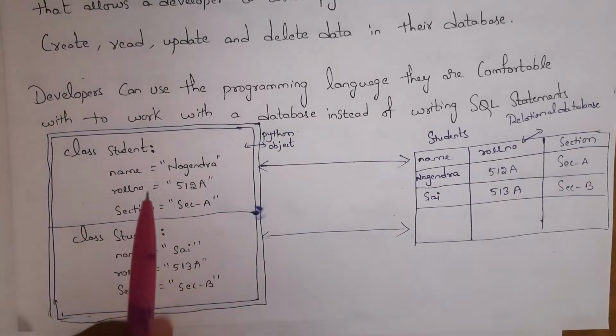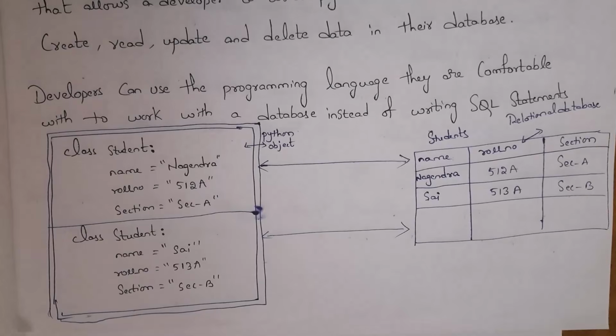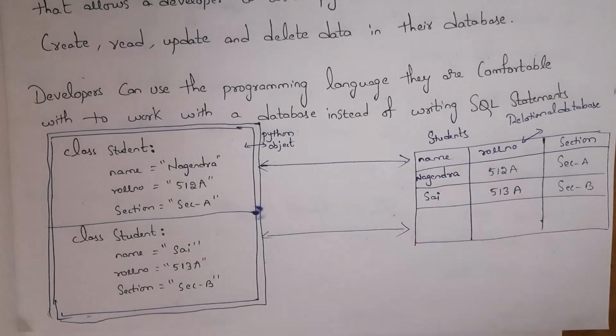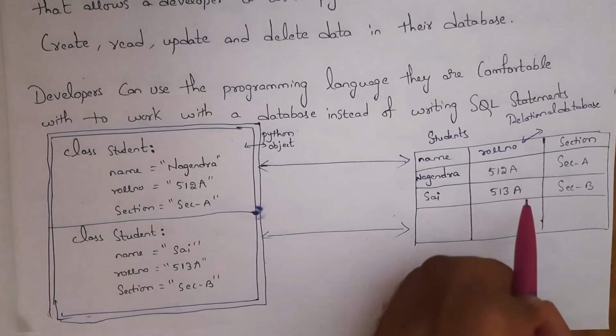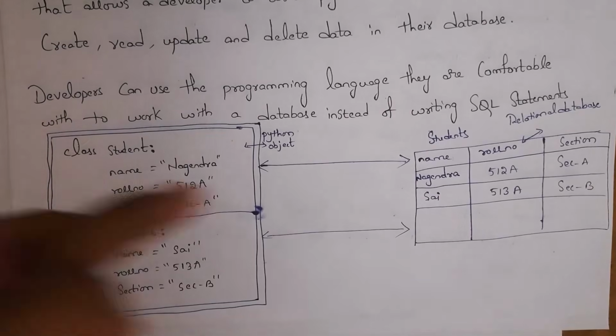This is an example. By using a Python object, we are creating a relational database. A Python object is nothing but a Python program. Here inside the students table, I want to insert name Nagendra, roll number 512A and section A. And similarly, I want to insert name Sai, roll number 513A and section B. This is the Python code in order to create this table.